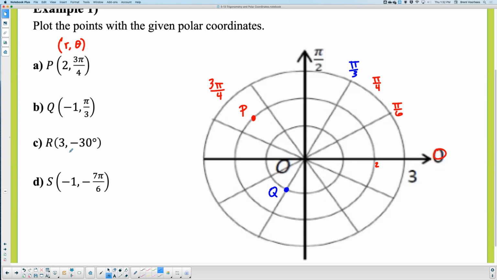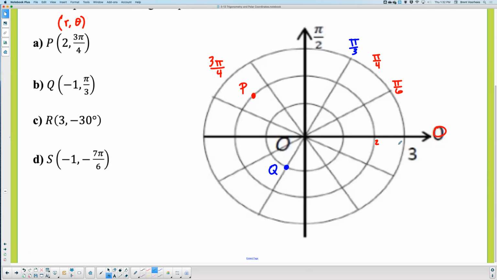All right, let's try R. Do R in green. Negative 30 degrees. So what does it mean if you have a negative degree? Instead of going against the clock, counterclockwise, you go with the clock, clockwise. Okay, so how much would be 30? It's kind of like pi over 6, but going down.